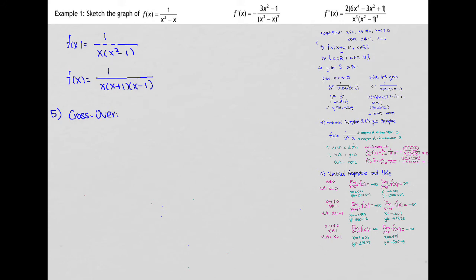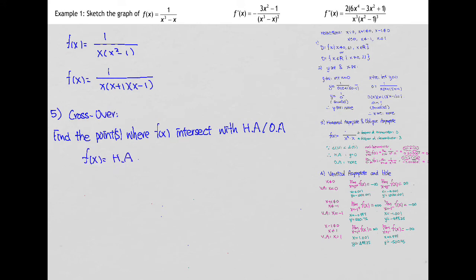Number 5, crossover. Crossover means the point of intersection where f(x) intersects with the horizontal or the oblique asymptote. In this function, we do not have an oblique asymptote, so we're going to find where f(x) intersects with the horizontal asymptote. We know f(x) equals 1 over x cubed minus x, and we also know the horizontal asymptote is y equals 0. At the point of intersection, they share the same x value and y value, so we're going to equate them to find the x value.